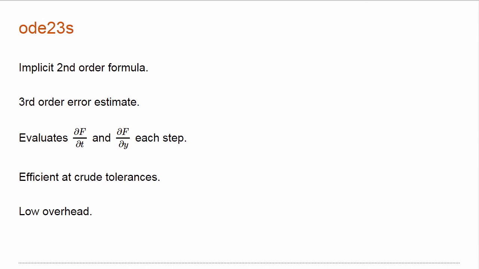The stiff solver ODE23s uses an implicit second-order formula and an associated third-order error estimator. It evaluates the partial derivatives of f with respect to both t and y at each step, so that's expensive. It's efficient at crude error tolerances like graphic accuracy, and it has relatively low overhead.